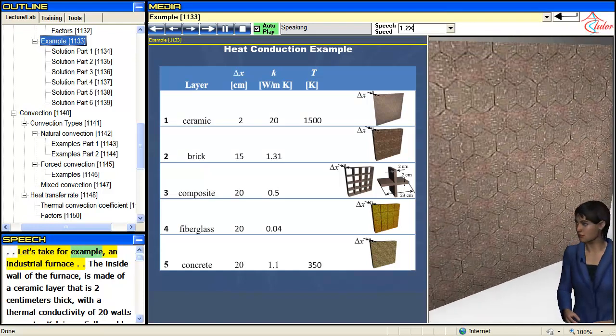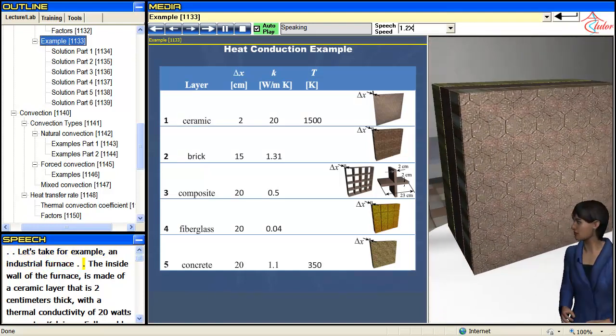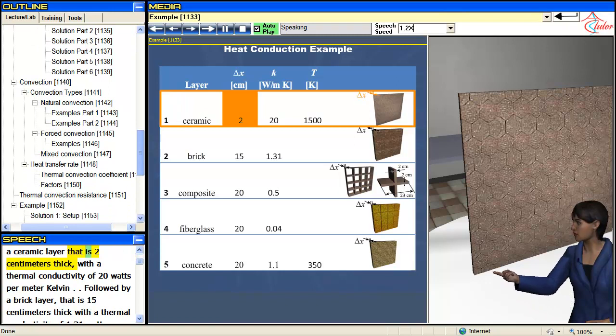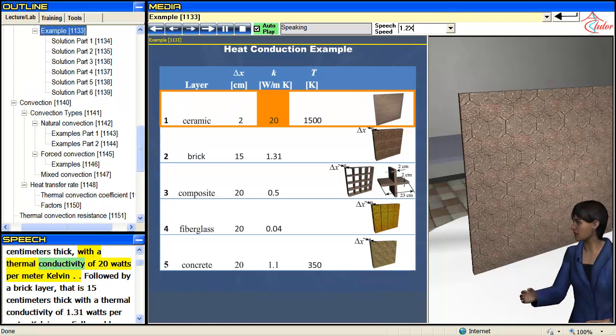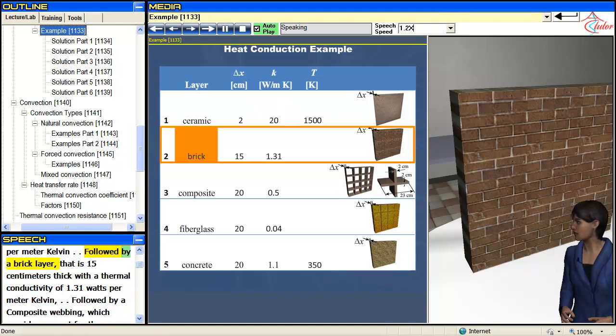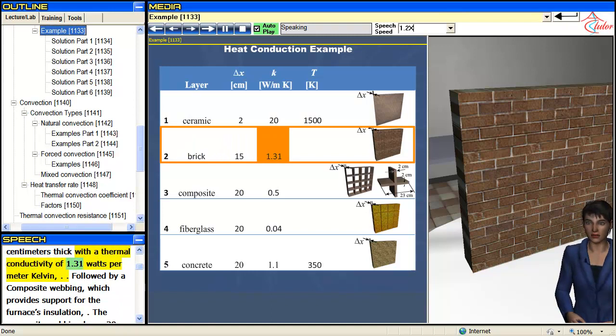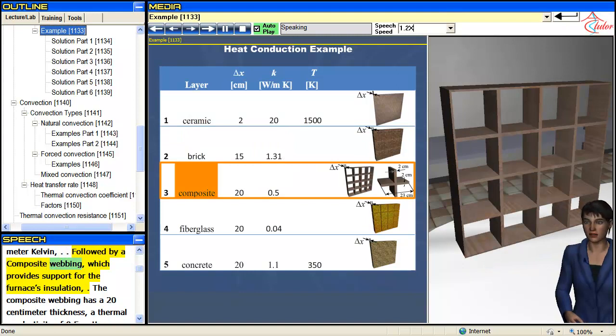Let's take, for example, an industrial furnace. The inside wall of the furnace is made of a ceramic layer that is 2 cm thick, with a thermal conductivity of 20 watts per meter Kelvin, followed by a brick layer that is 15 cm thick, with a thermal conductivity of 1.31 watts per meter Kelvin, followed by a composite webbing, which provides support for the furnace's insulation.